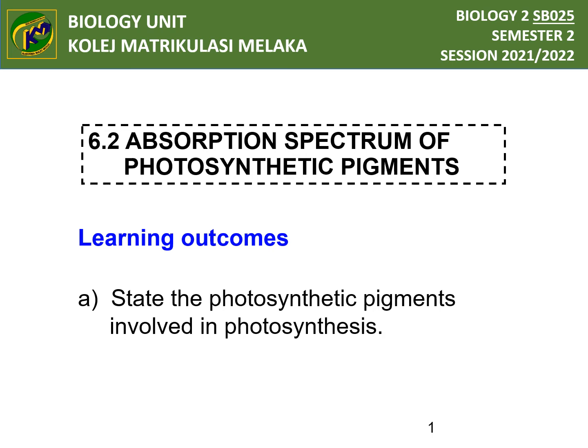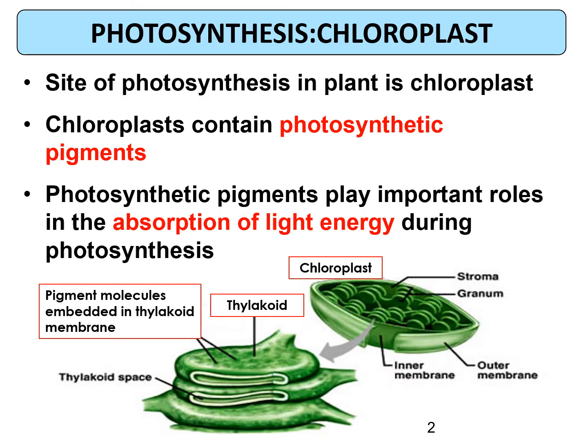Hi, this video will explain about the absorption spectrum of photosynthetic pigments. Photosynthesis occurs in the chloroplast because chloroplasts contain photosynthetic pigments. Photosynthetic pigments play an important role to absorb the light energy during photosynthesis. Without this energy, the photosynthesis cannot occur because we need the light energy to convert it into chemical energy.